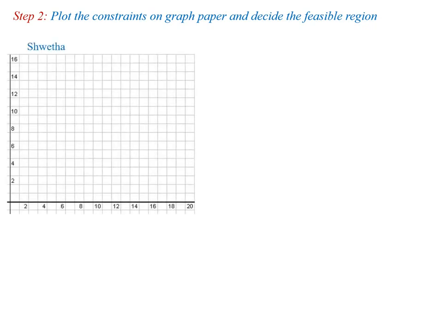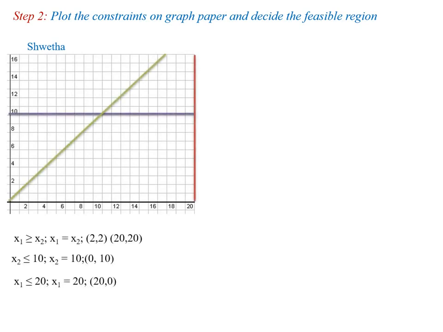Next step is, plot the constraints on graph paper and find the feasible region. So first we have to find the feasible region for Shweta's business. For this, first we have to convert the constraints into equations and also find the coordinates for the respective constraints and plot the lines on the graph paper. So these are the constraint lines for the respective constraints. Next we have to find the region for each constraint based on the inequality symbol.